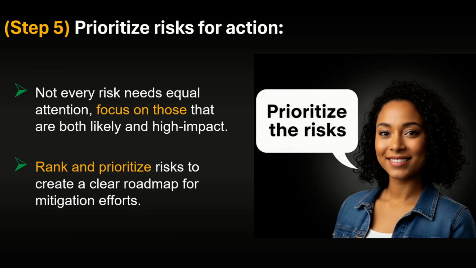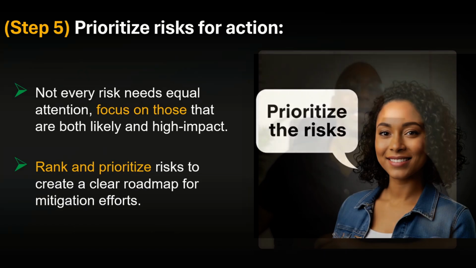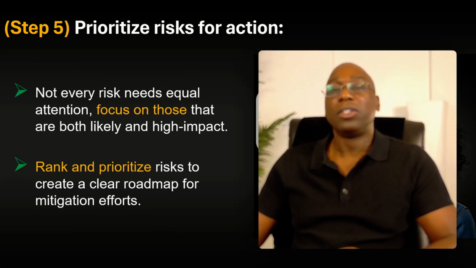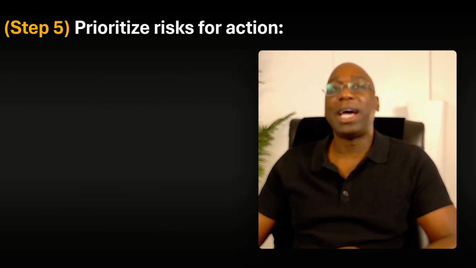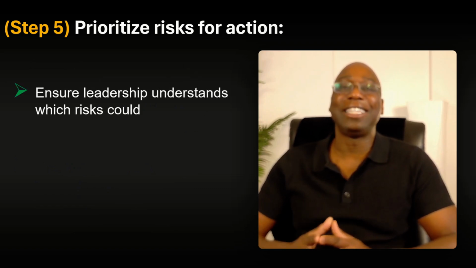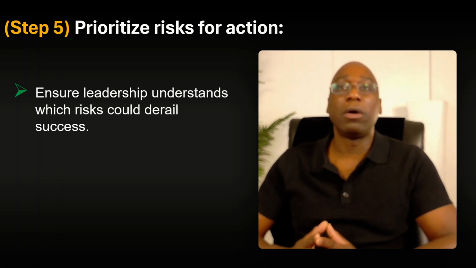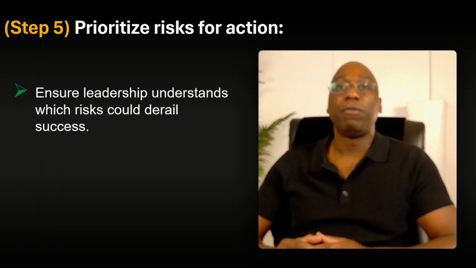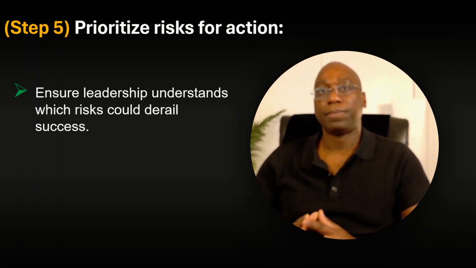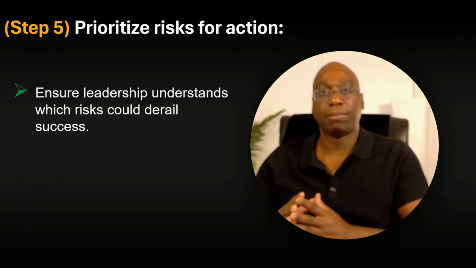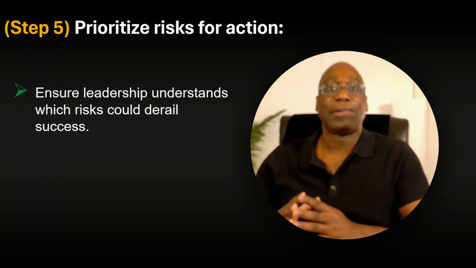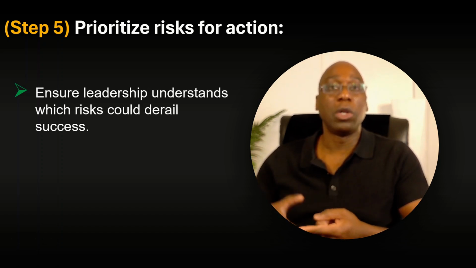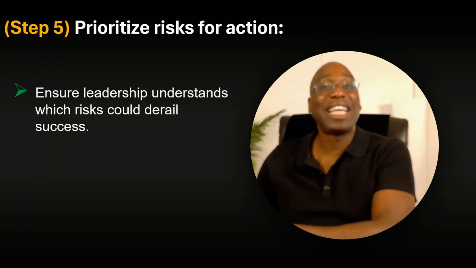A lot of times, a mistake that we see is project teams and change managers focusing on low priority risk and not spending enough time on high priority risk. Something else is you want to ensure that your leadership understands which risk could derail the success. You want to keep your leadership in the loop in regards to your risk matrix. You can focus on the high risk and reference without spending too much time on the low risk or the mid risk when presenting to leadership.